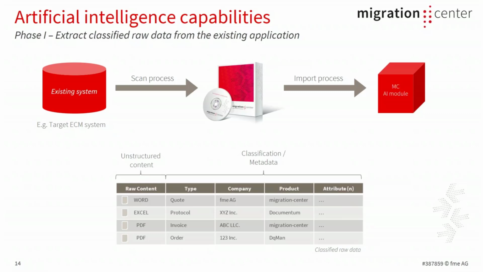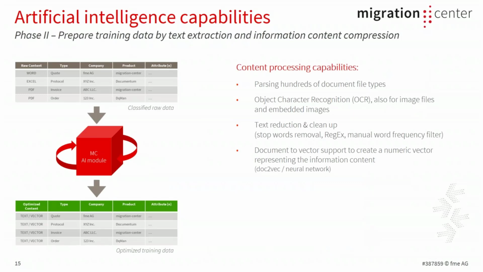For example, we have a Word document whose type is quote, the company is FME, and the related product is, for example, Migration Center. And you can have, of course, many more attributes if you like. The next phase of using our auto-classification module is to prepare this training data, extract the text, and also compress the information content itself. So we have this raw data, and within our module we will create a really valuable set of training data, and we have a couple of capabilities available for that.